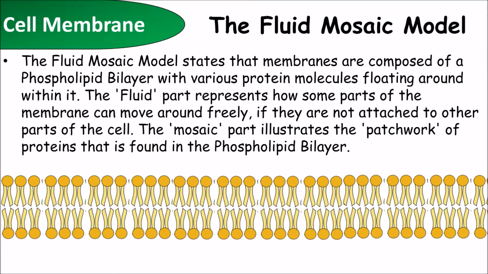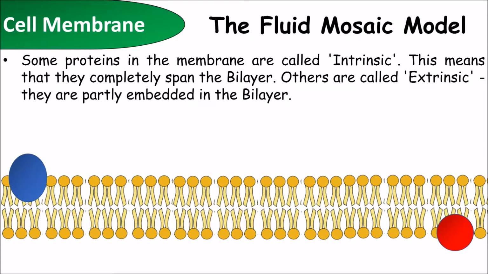The fluid mosaic model states that membranes are composed of a phospholipid bilayer with various protein molecules floating around within it. The fluid part represents how some parts of the membrane can move around freely if they are not attached to other parts of the cell. The mosaic part illustrates the patchwork nature of the bilayer. Some proteins in the membrane are called intrinsic. This means that they completely span the bilayer. Others are called extrinsic, meaning that they are partly embedded in the bilayer.